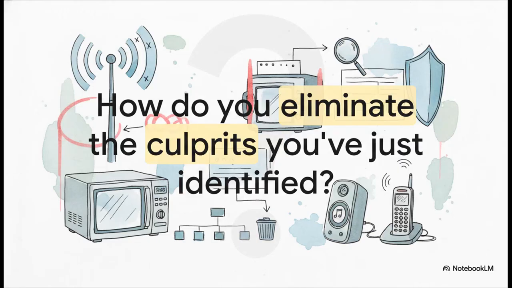So, you've surveyed the scene, you've analyzed all the evidence, and you've identified your prime suspects. Well, that leads us to the next logical step in our investigation, doesn't it? And it's the big question we'll be tackling in our next explainer. What do you actually do about it? How do you eliminate the culprits?